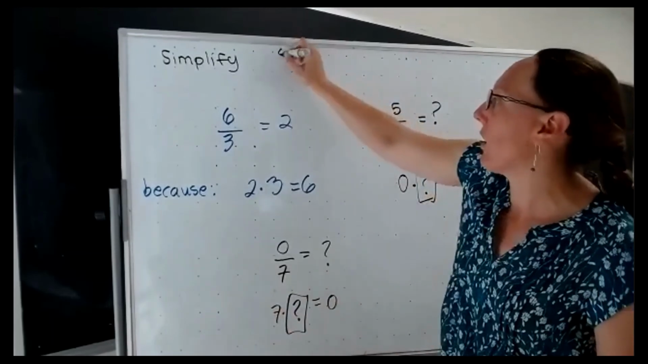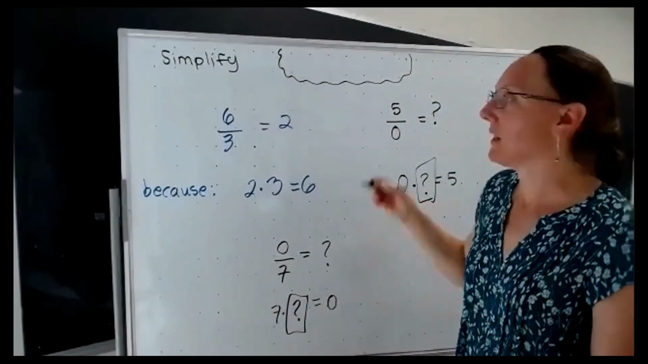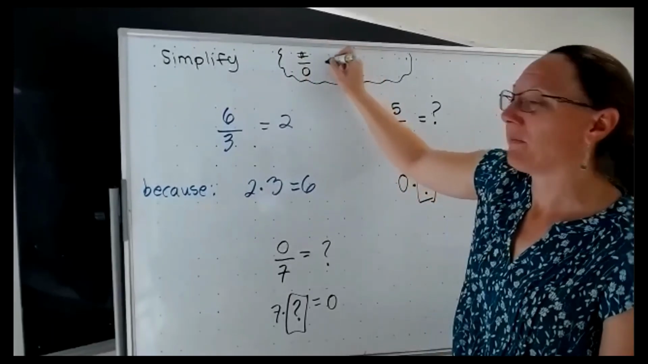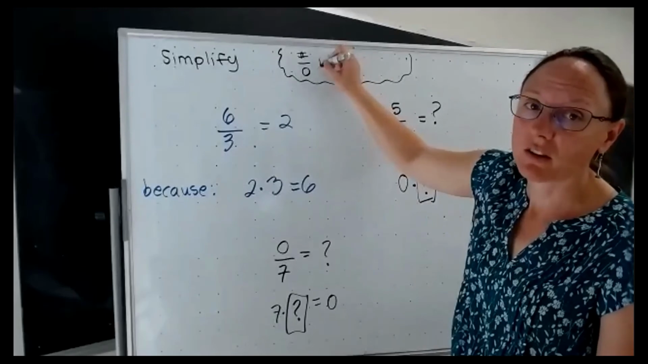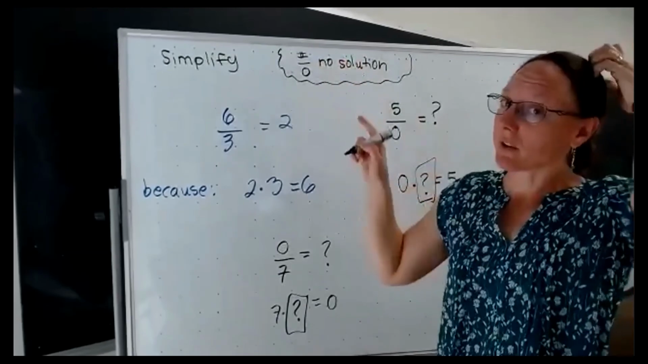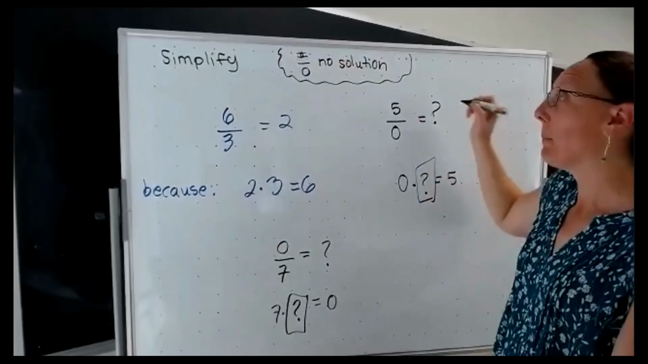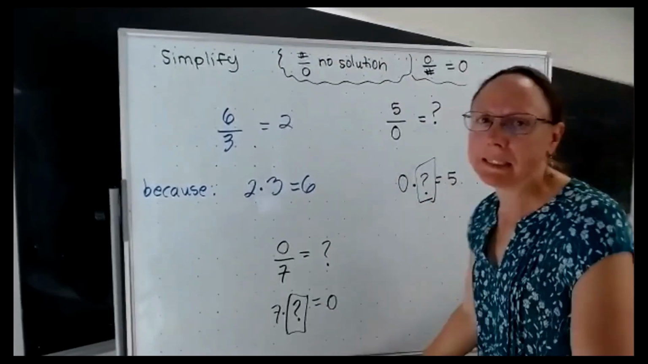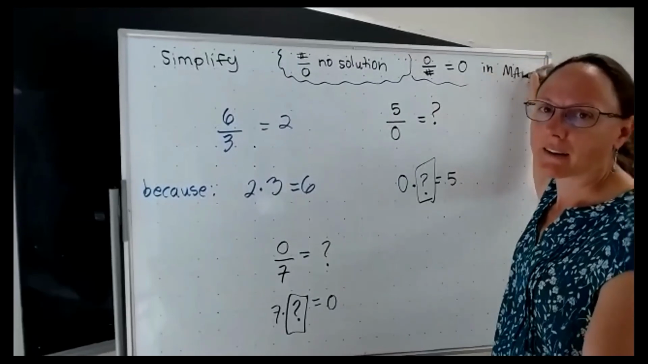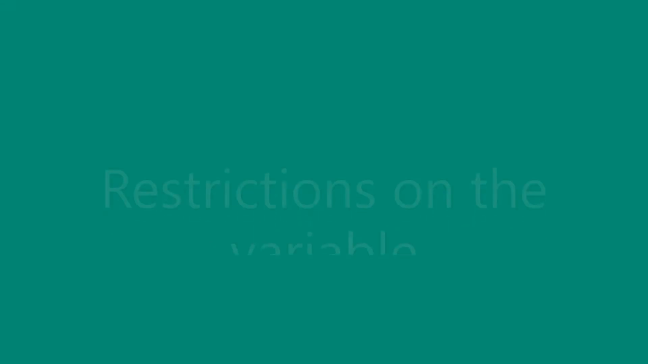So for our purposes in Math D, if I have a number divided by 0, this means I have no solution. Now we're going to develop some fancy calculus tools to deal with a number divided by 0, but for right now, a number divided by 0 means I have no solution, but 0 divided by a number is equal to 0 in Math D. And as far as I can tell, everywhere in calculus.